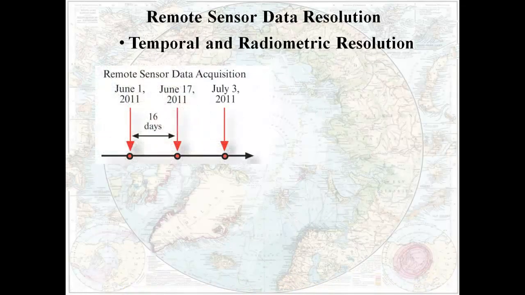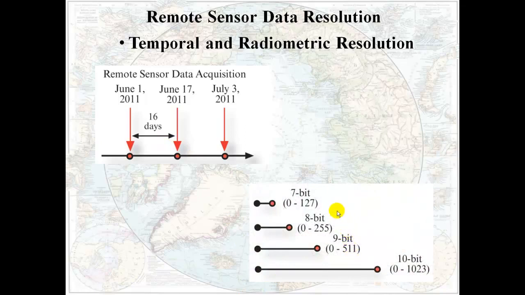Temporal and radiometric, that's just straightforward what it sounds like. Temporal is how often you can collect information. This is what the Landsat satellites do. They record the same spot on the surface of the Earth every 16 days. So you can only get Landsat data that covers your one spot of interest every 16 days.